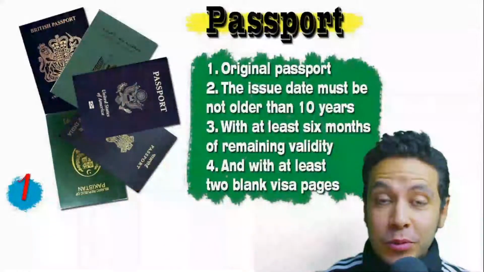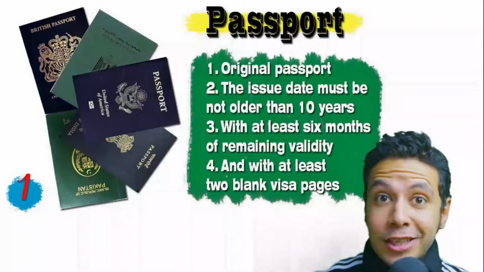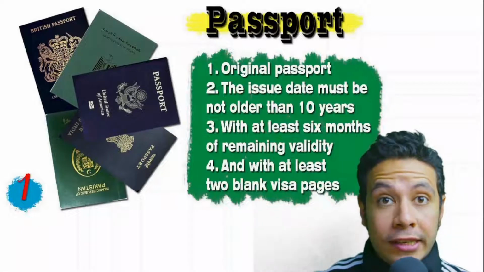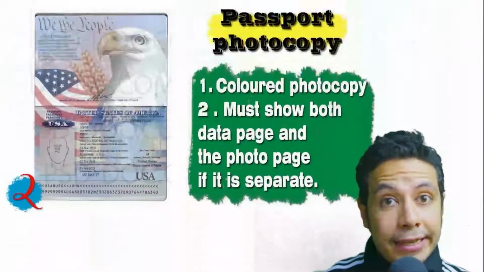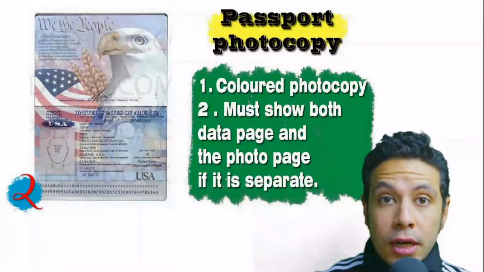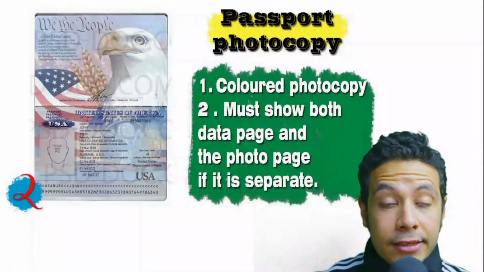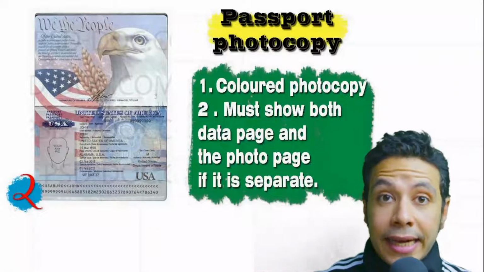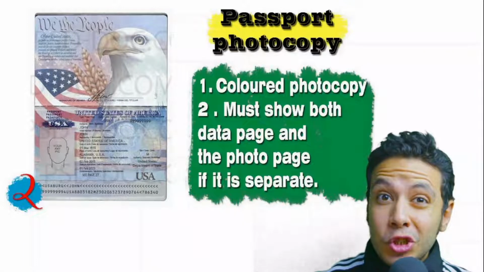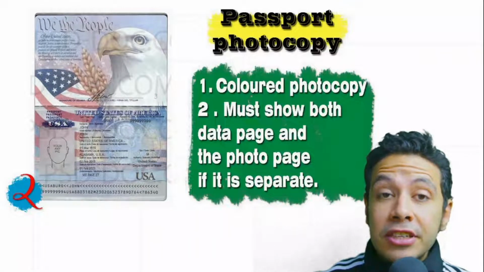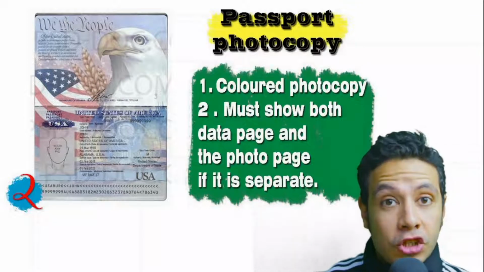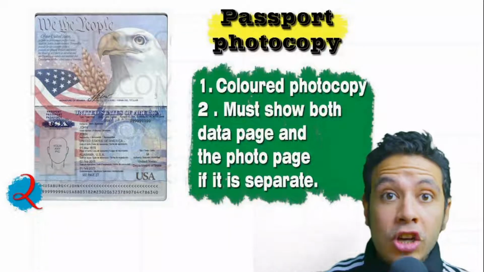Speaking about your passport, it must be original and it must not be older than 10 years, with at least 6 months of remaining validity and with at least 2 blank visa pages for the stamps. In many cases, you will need also a passport photocopy. It might be 1 copy or more than one, and it's preferred to be colored, and both data page and photo page must be shown if separated. In some cases, you might be required to photocopy every single page of your passport. But in general, only the data page and the photo page are the needed ones.